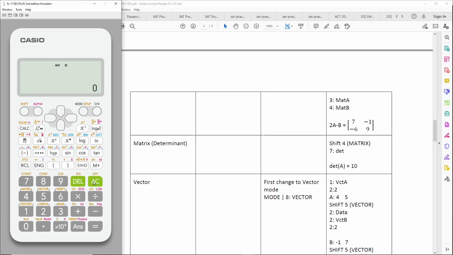If I want to find the result of 2A minus B, I put in my 2, go back to my matrix menu, shift 4. I want matrix A, so option 3. Now I want to subtract matrix B, so minus, shift 4, and option 4 for matrix B, then equal. So my resulting matrix is -3, 1, 4, and 1.